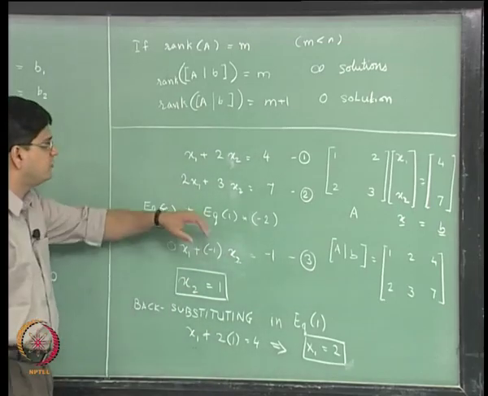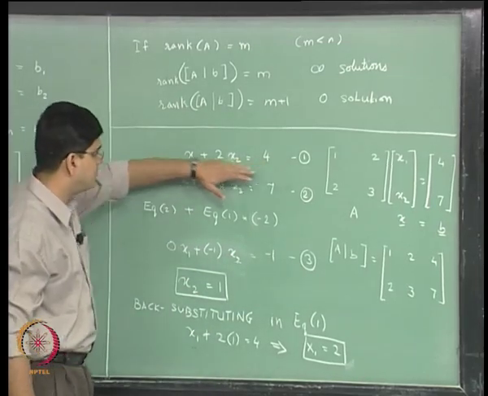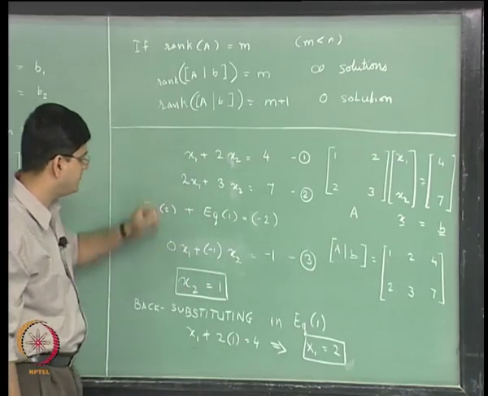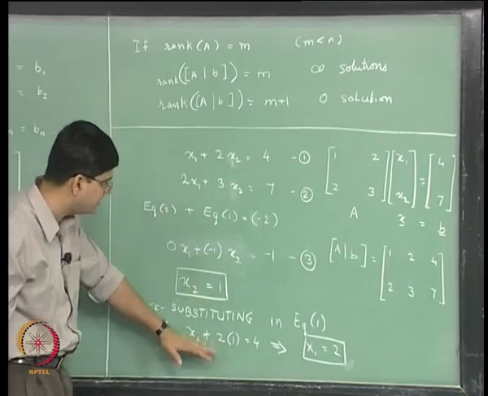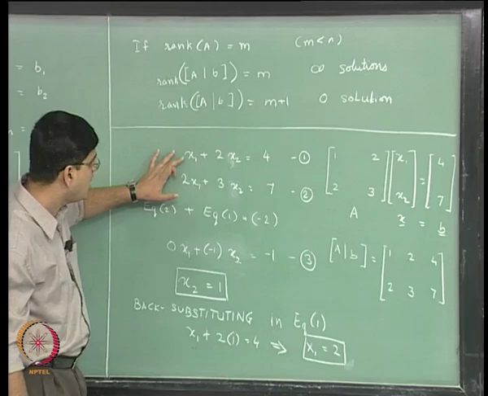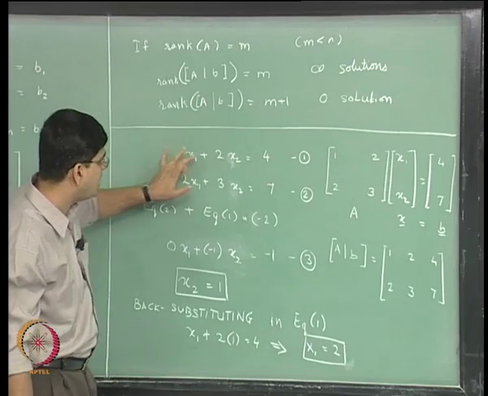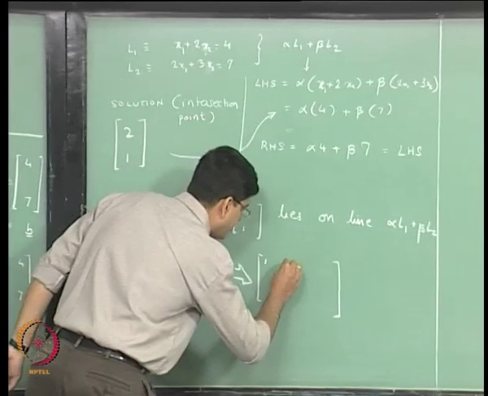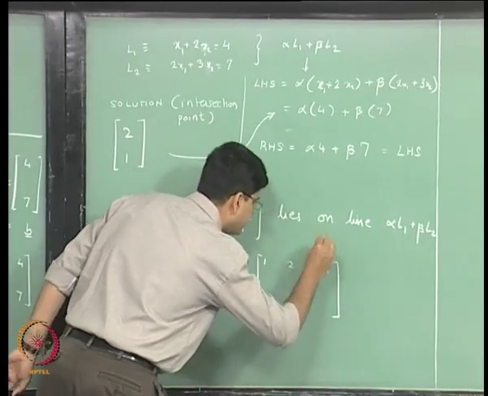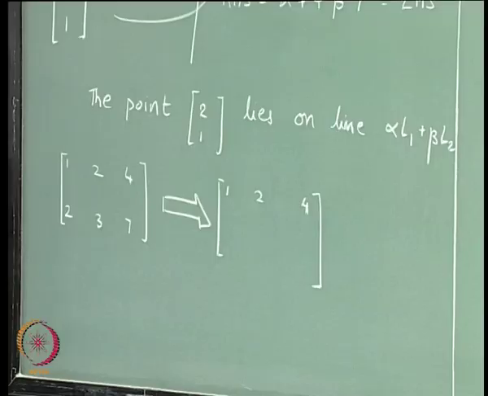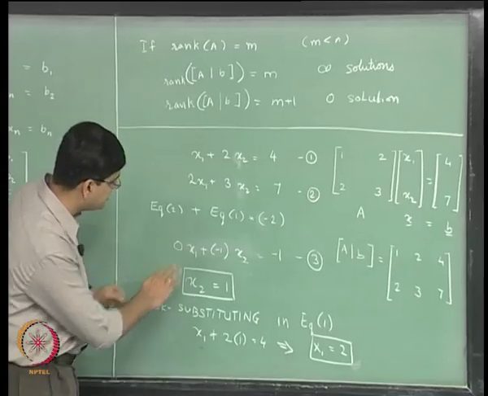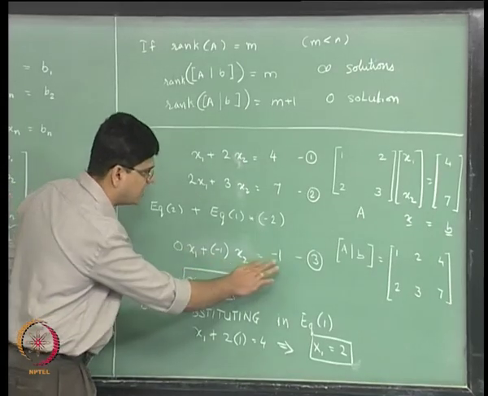now what we are left with is equation number 1 and equation number 3, and we will try to solve equation 1 and 3 together. That is exactly what we did in the back substitution step. Okay. So, equation 1 is 1 2 4 in the matrix A B, and equation number 3 is 0 minus 1 minus 1.